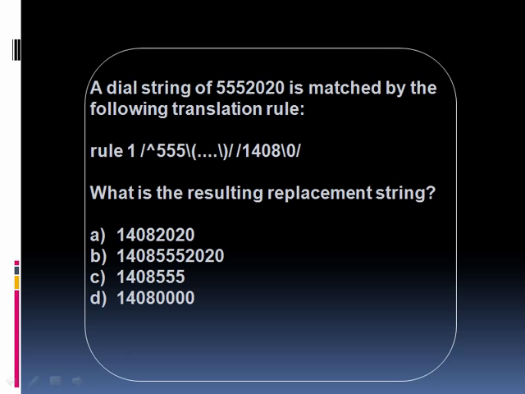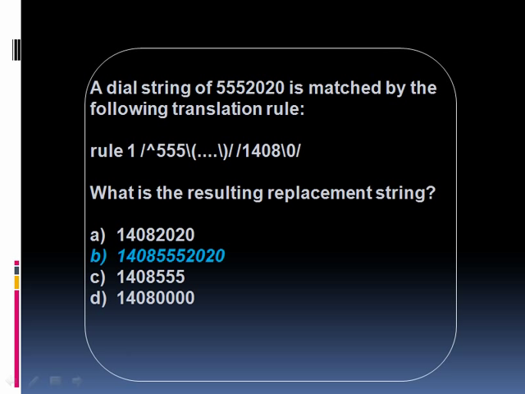So in this case, we're matching 555-2020. The replacement string is 1408. And the /0 says take whatever the matched string was, 555-2020, and put it here. So when we put it all together, we see that we've added a 1 and an area code to our dial string. We now have 1408, and then what the matching string was, 555-2020.